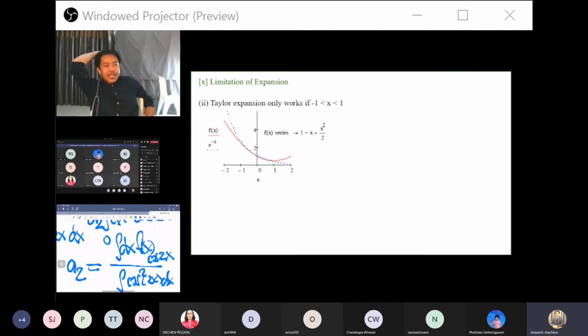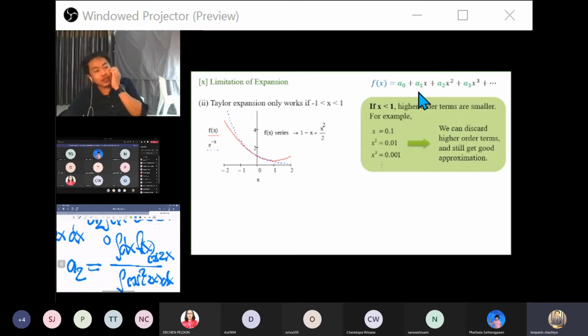Suppose I want to expand the Taylor series up only to the second order over here, and that is my function, a polynomial. So what happens is this: if x is between -1 and 1, the accuracy is very good. Why? You see, if x is small, when you square it, it becomes smaller, 0.01. When you cube it, it becomes even smaller. So the higher order is very small. Then you can just neglect, you can forget all of these higher terms without losing any accuracy, because as you go higher, the terms become smaller and smaller, insignificant.